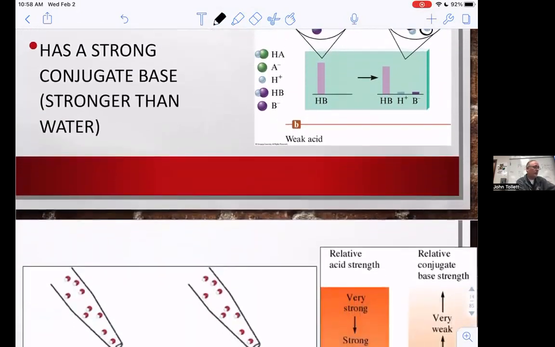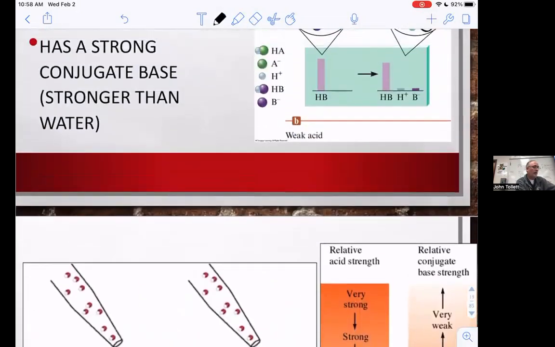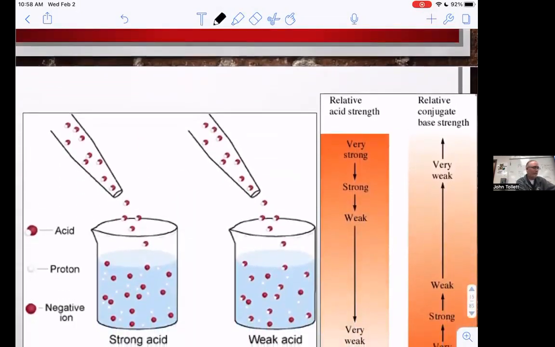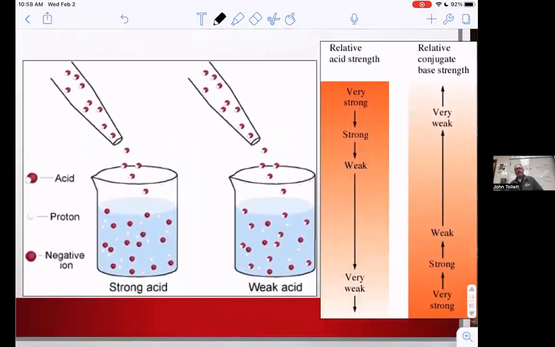They will have a stronger conjugate base than water, but we'll deal with that again later when we get to that point. So if you put strong acid in there, you're going to have something that is going to give off quite a bit of hydrogen ions. It's going to change the pH a lot. Whereas with weak acids, you're not going to have a great deal of change in the hydrogen ions or the pH.